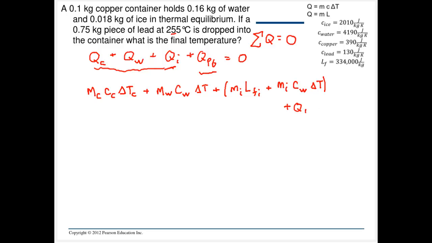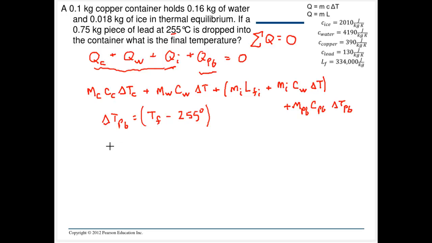So that's going to be equal to the mass of lead multiplied by the specific heat of lead, Pb, and now the change in temperature of the lead. So taking a look at this, the change in temperature of the lead is going to be T final minus the initial temperature of the lead, 255 degrees Celsius.